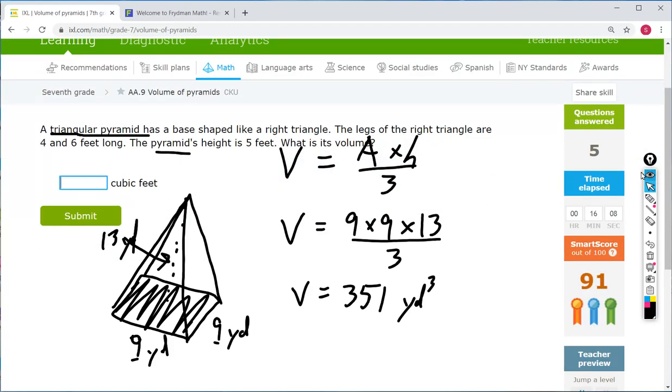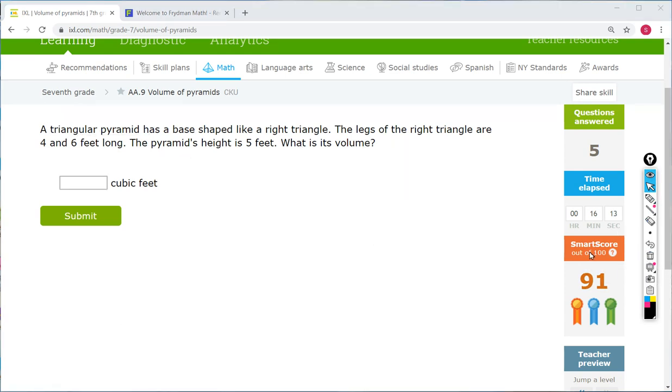Okay, again, it's asking me for the volume. So I thought some of these would ask me for the height. Apparently, they're not doing that. So I'm just going to stop the video there.